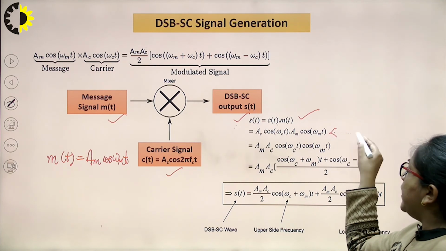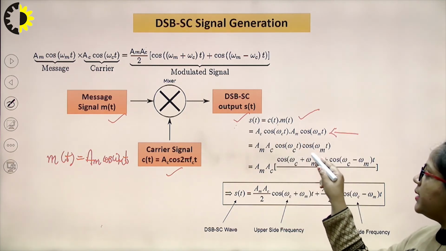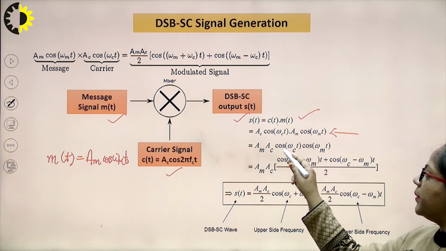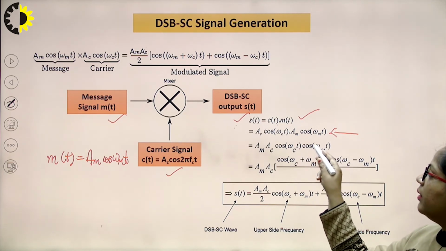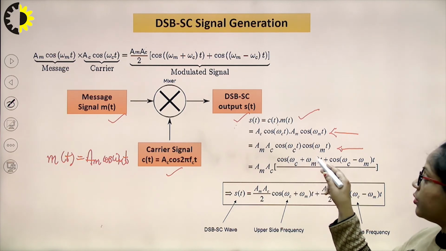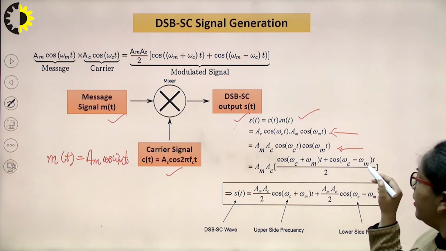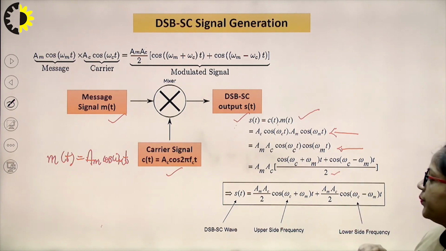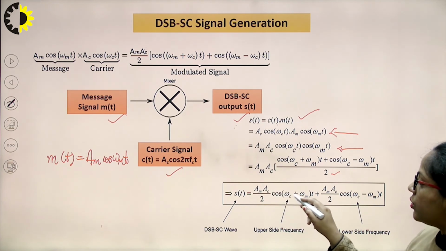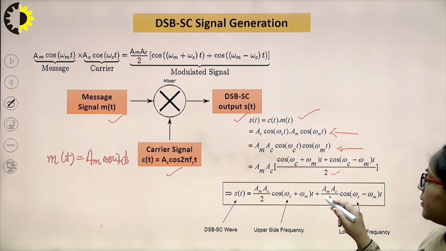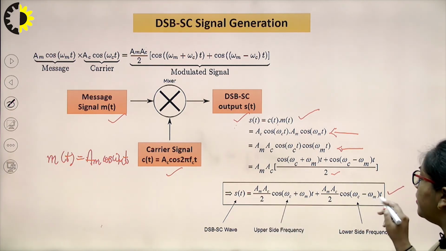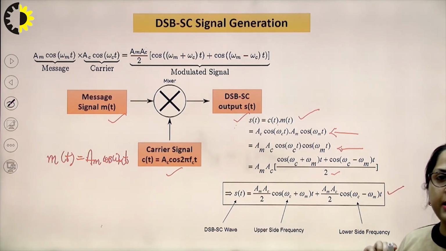Rearranging this equation, we will get Am Ac cos omega c t cos omega m t. With the help of the trigonometric relationship for cos A cos B, we can rewrite this equation as Am Ac into cos of (omega c plus omega m) t plus cos of (omega c minus omega m) t, divided by 2. Again, rearranging this equation, we will get Am Ac by 2 cos (omega c plus omega m) t plus Am Ac by 2 cos (omega c minus omega m) t, which is the standard expression for our DSB-SC signal.